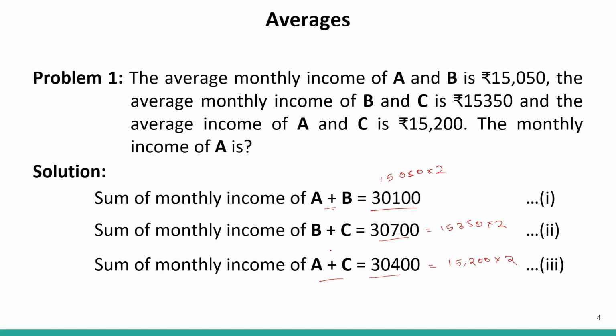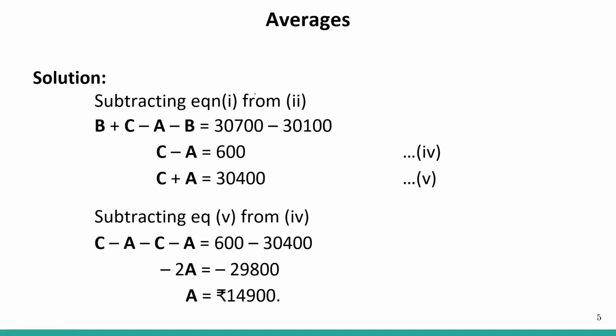Okay, so let's go forward. Subtracting equation 1 from 2, B plus C minus A plus B, the whole minus A plus B, is equal to B plus C minus A minus B, which is equal to 30,700 minus 30,100. So C minus A is equal to 600 rupees. Okay. So C plus A is equal to 30,400, right?